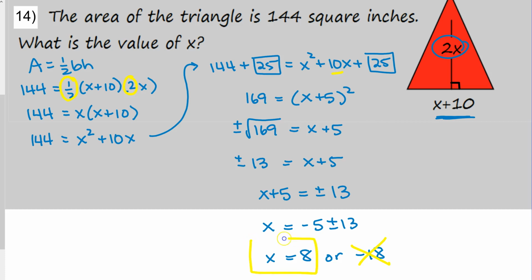And to double check, that would make the height 16 and the length or the base 18. Half of 16 times 18 would be half of, or sorry, that should be a 2 for a half, right? Would be 8 times 18, and that is 144, so that checks.